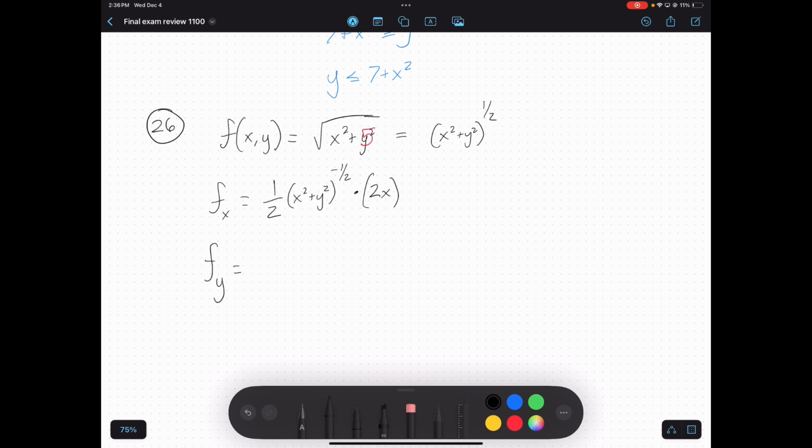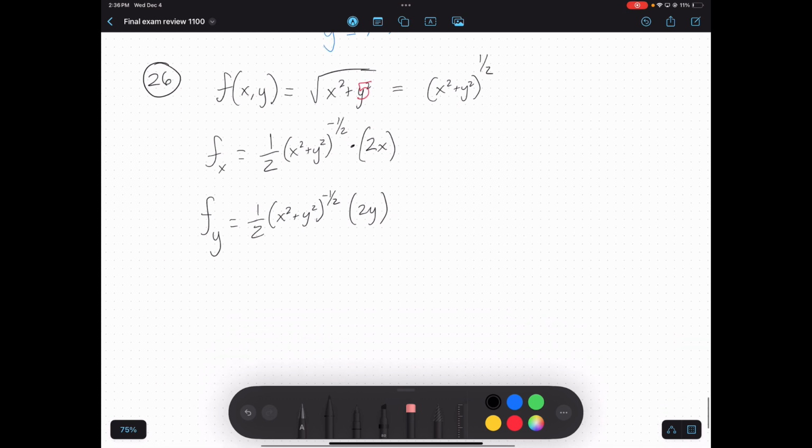When I do my partial derivative in terms of y, guess what? It's almost exactly the same, except when I take the derivative of the inside function in terms of y, what do I get? 2y. Right. Ready? Okay, any questions on this one?